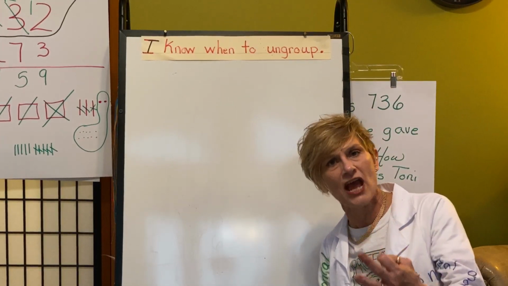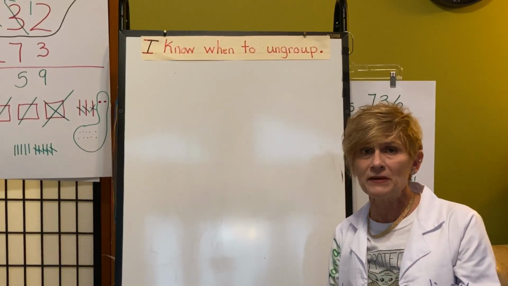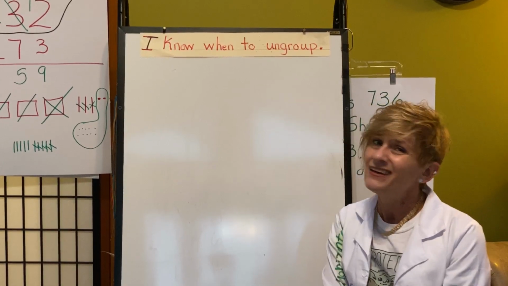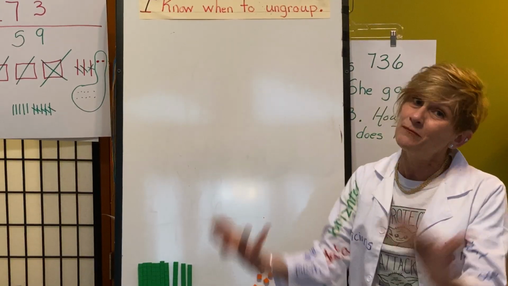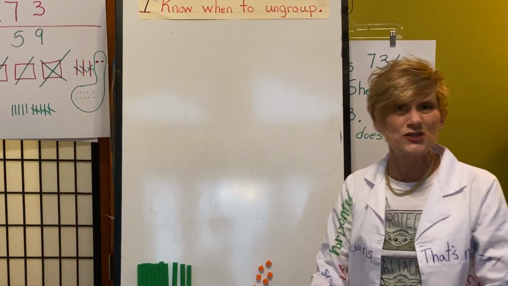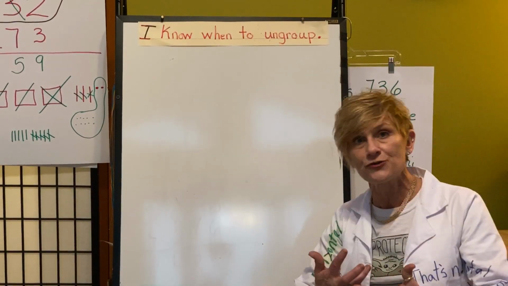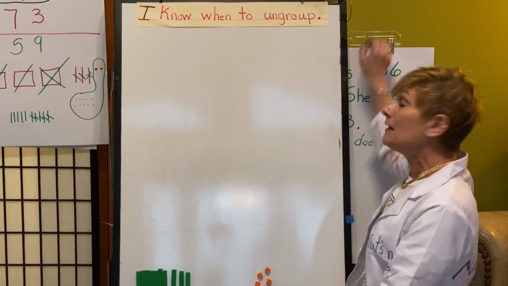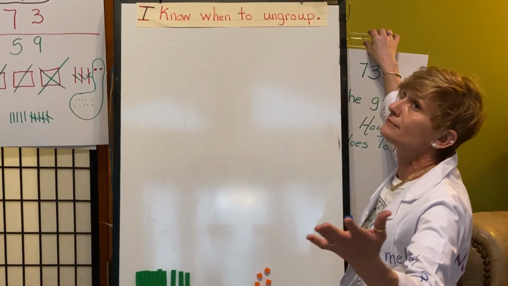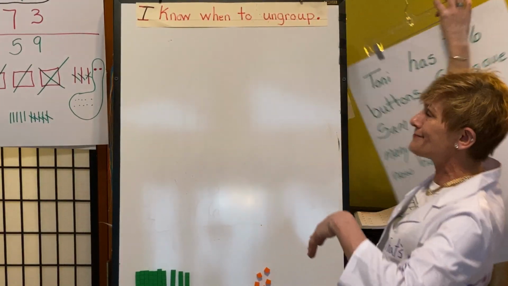It can be kind of challenging because sometimes everybody thinks we ungroup all the time. That's not true. We don't always make a 10 and bring it over to the tens place, or we don't always make a new 100. So we have to be really careful on that, and that's being mathematical. That's being a mathematician.